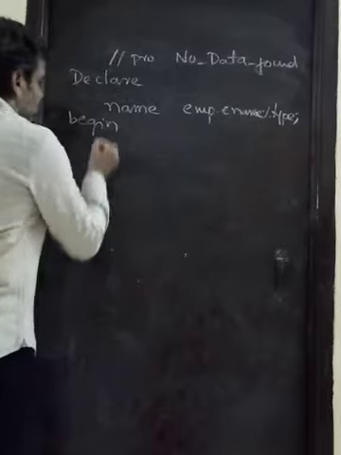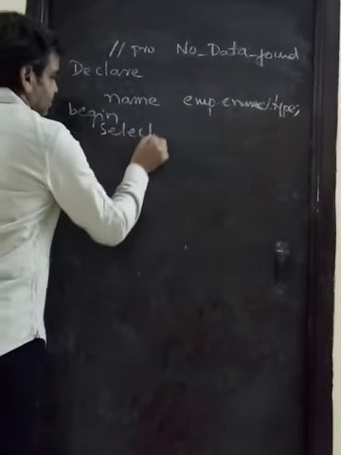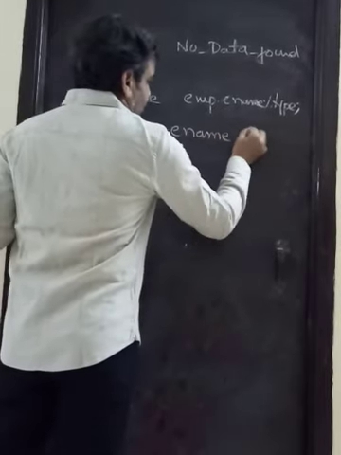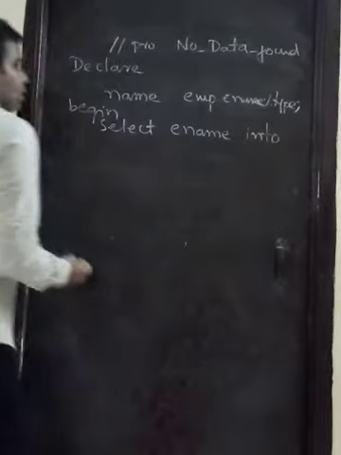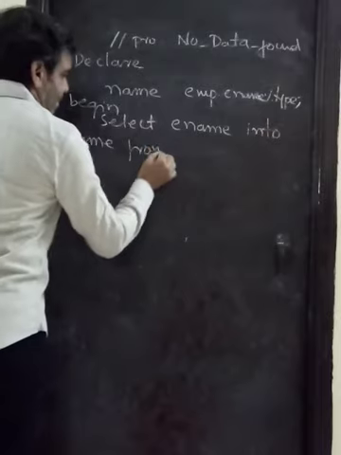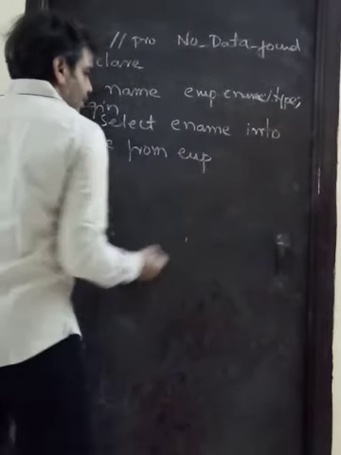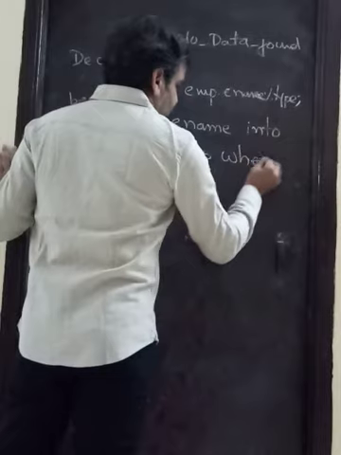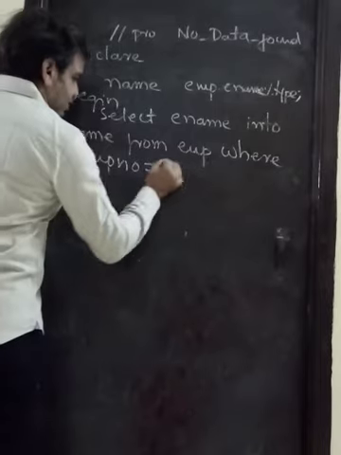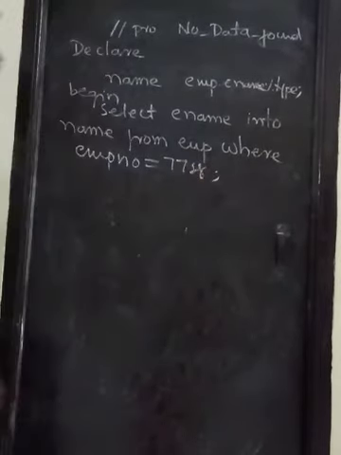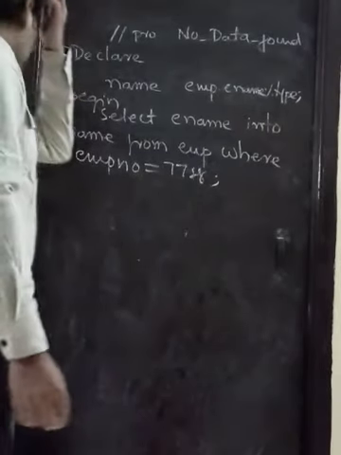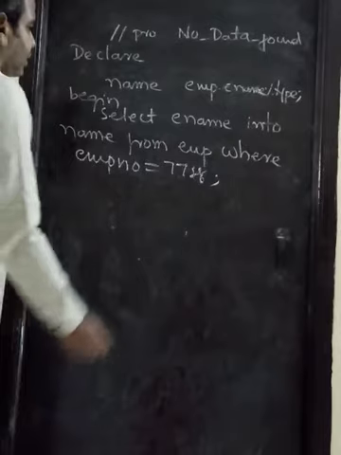Okay, so select only employee name into name from EMP, where employee number is equal to 7788. So 7788 will be there, so the exception will not rise. First we will see. So then we copied employee name into name.